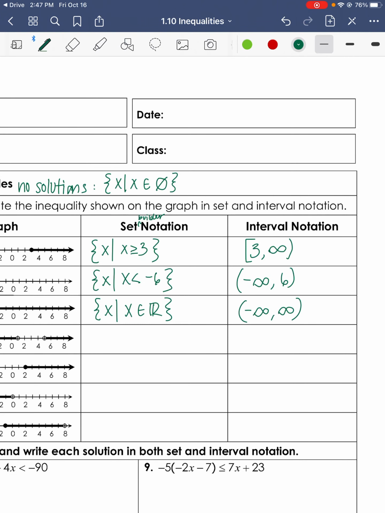In interval notation, I don't believe there's a way to write no solutions. So if you're being asked to write in interval notation and it's no solutions, you can just write it out in words. But if it's set builder, this is how we represent that in set builder.